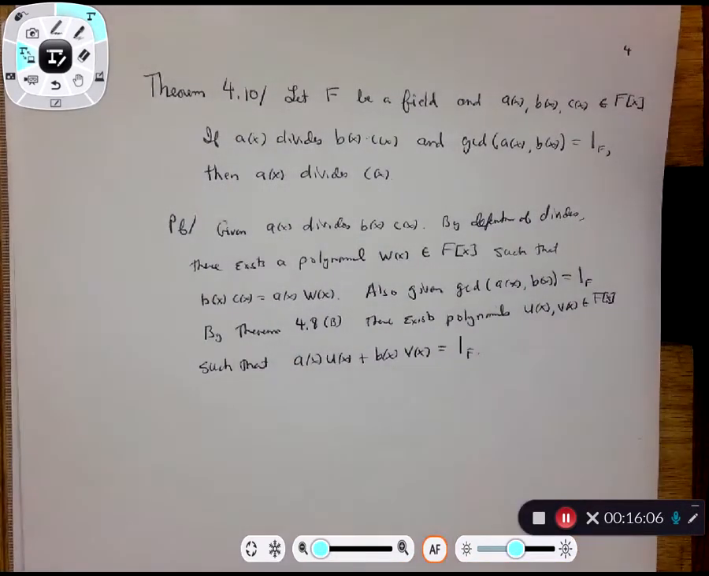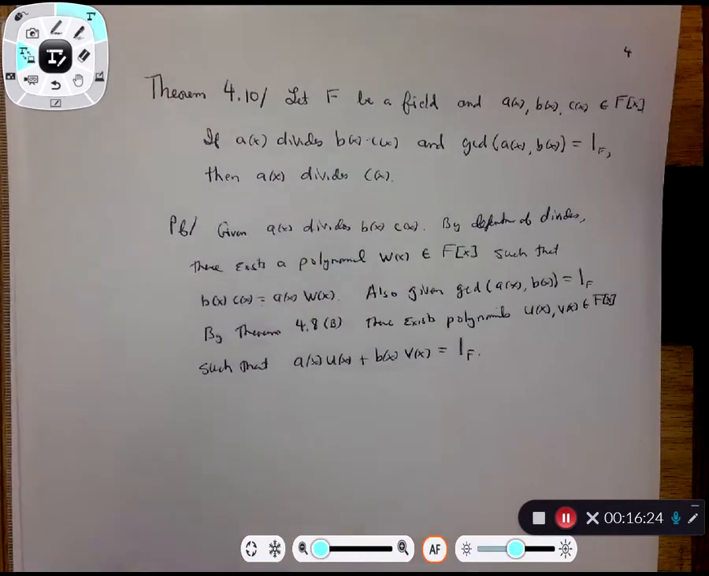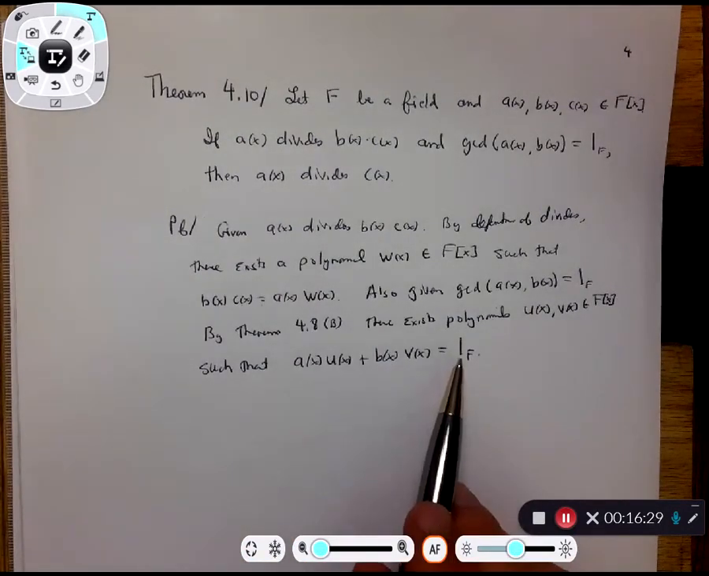Now, I want to show that A of x divides C of x. Which means I want an equation with C of x equals, and I need a big equation with C of x equals. How do I get that? I have here b times C is equal to somebody, but I don't have anything about C of x equals. Remember, you've got an equation equal to 1. You can turn 1 into any equation equal to whoever you want by just multiplying the right guy on both sides. And that's going to be my trick.